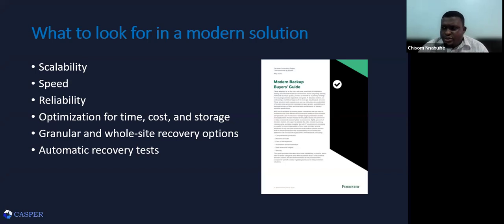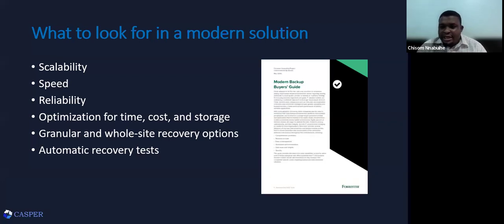So one of the things you should look out for if you are in search of such a solution is, one, the solution needs to be scalable. You can't say, okay, because we have only 10 workstations now, if we were to have 100 in future, this will no longer serve us. So you are looking out for a solution that you can scale, that will still give you speed and is reliable, and that you can optimize for time, cost, and storage. And then most important of all is being able to have granular and whole site recovery options.